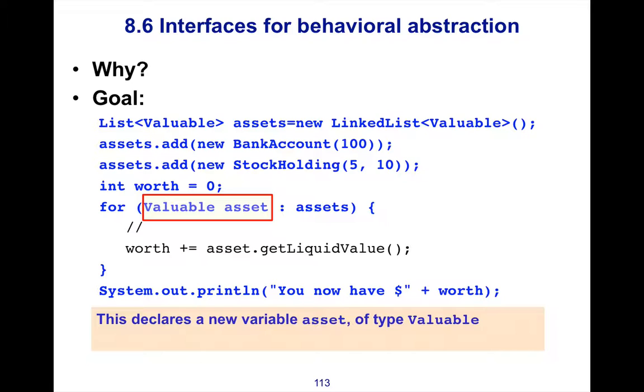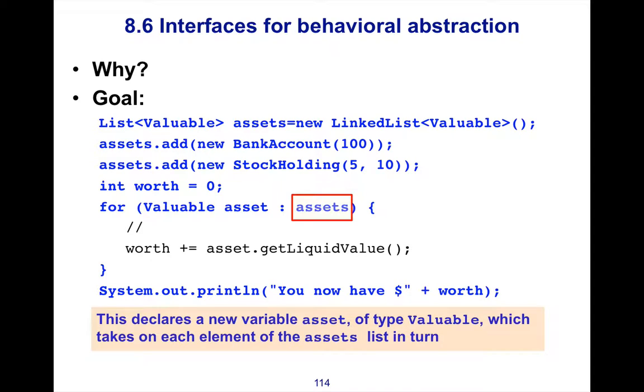So in this loop, Valuable asset declares a new variable of type Valuable, which now can represent either a stock holding or a bank account object. We'll soon see how to get it to do that. And then assets is the name of the collection. And each element in turn is then considered as the worth is being accumulated. So that's what we'd like to get to, but how do we achieve this goal?